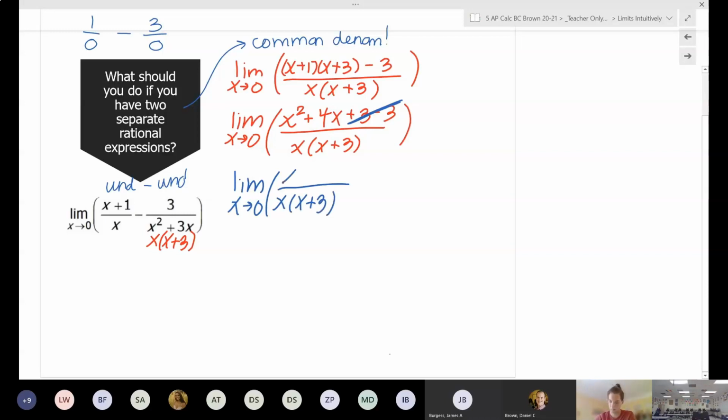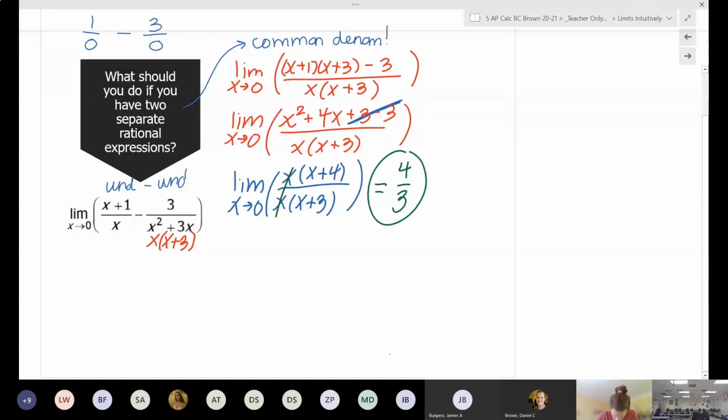The numerator you can factor out an x, and it can be written as x times x plus 4. Now these cancel. We no longer have undefined over undefined. We no longer have 0 over 0. We now have something that makes sense, and the limit for this is 4/3.